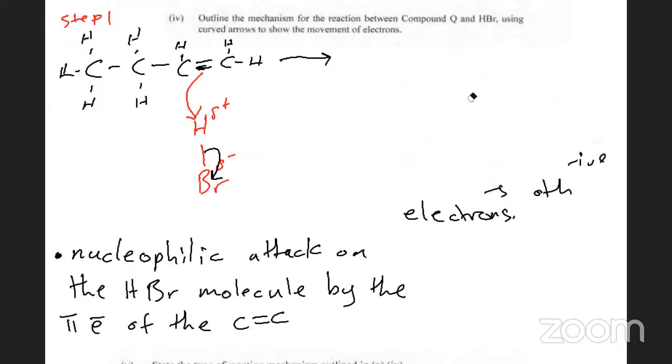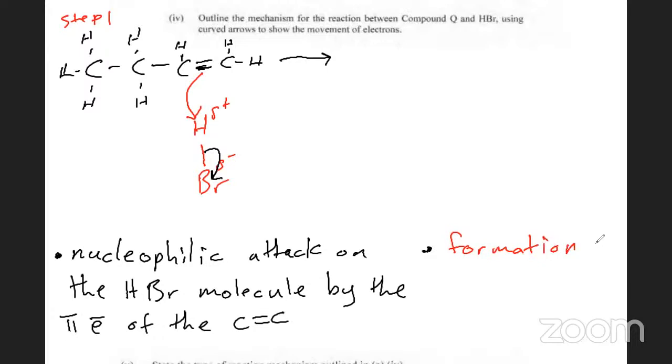In terms of annotating our mechanism, we have a nucleophilic attack on the HBr molecule by the pi electrons of the carbon to carbon double bond. Secondly, that will lead to the formation of a carbocation. The main event of the first step is the formation of the carbocation, but to form it, we have to attack the HBr molecule. So how will it look at the end of this process? We have four carbons. You cannot have the double bond again, because it was used to bond with hydrogen.